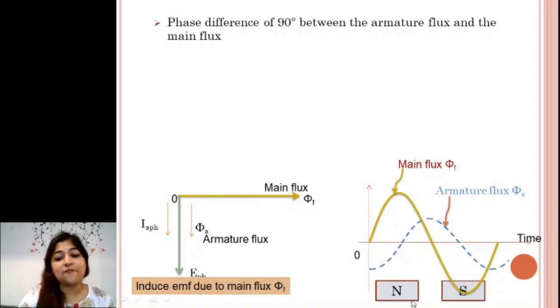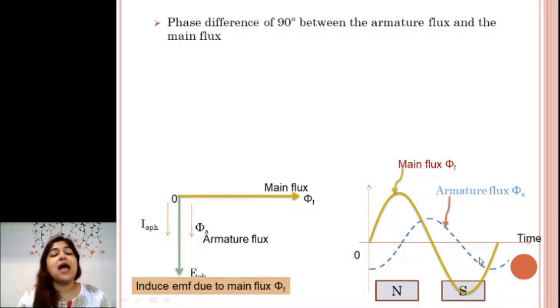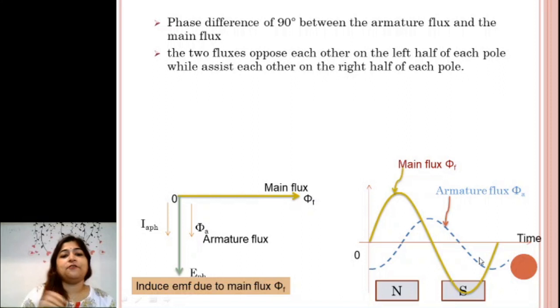Similarly, on this half of the pole, main flux and armature flux are supporting each other. Similarly, in front of the south pole, for half of the pole, main flux and armature flux are opposing each other, while for the other half, they are supporting each other. And that is why we conclude that the two fluxes oppose each other on the left half of each pole while assisting each other on the right half of each pole.